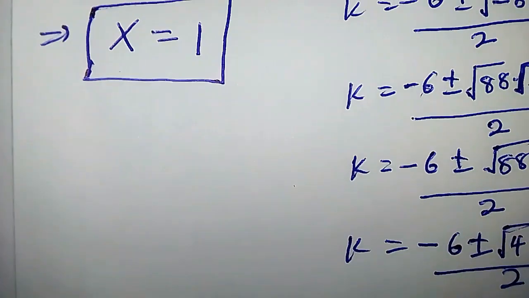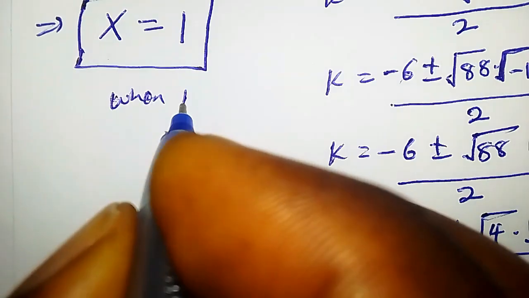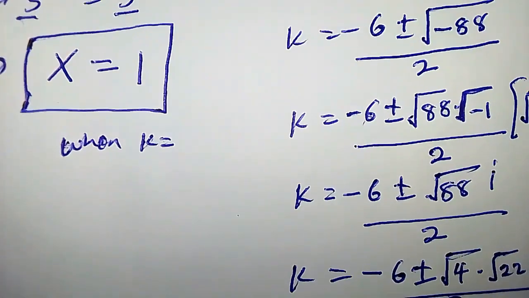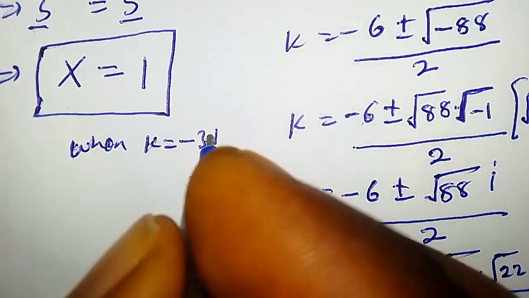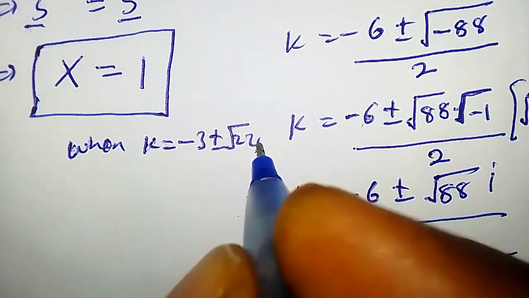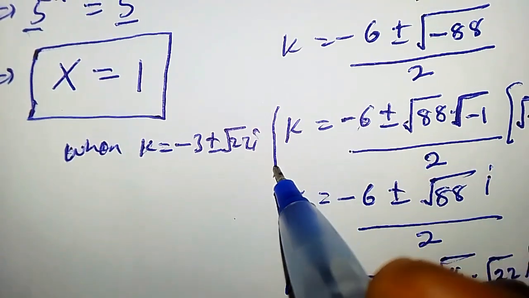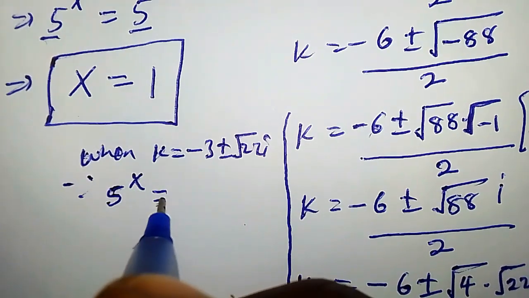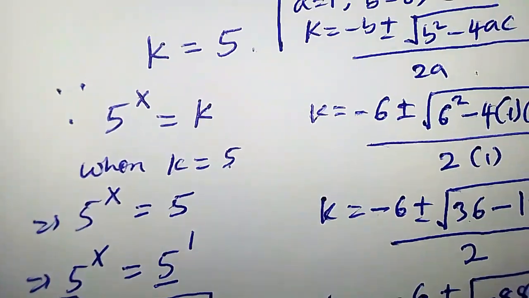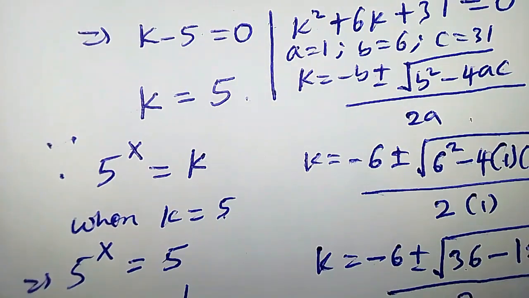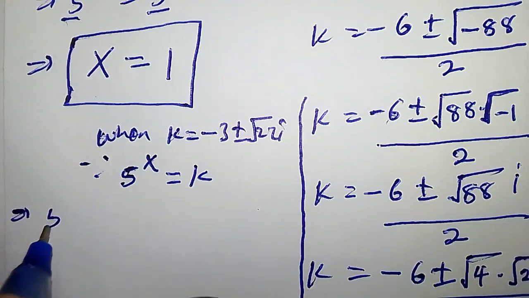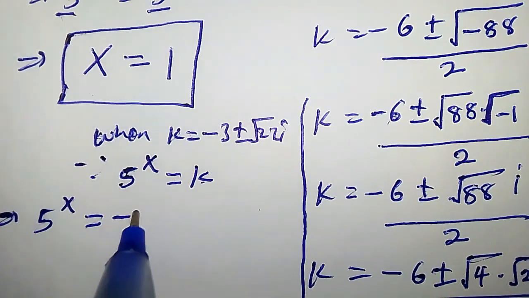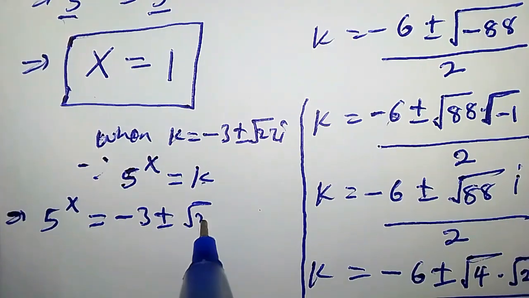Let's manage this side. When k is equal to this, minus 3 plus or minus square root of 22i. Let's separate this. Since 5 raised to x is equal to k, as we did for k equals to 5, let's continue. This means that 5 to the power of x is equal to, in place of k, we write this, minus 3 plus or minus square root of 22i.